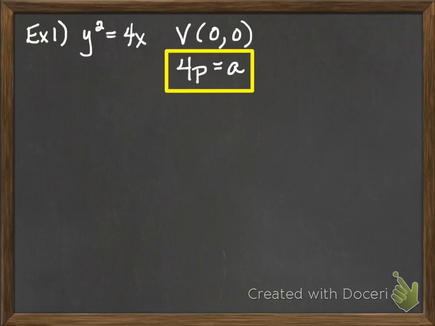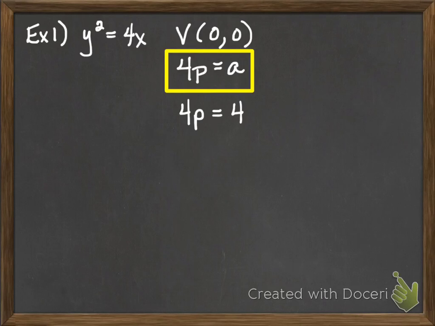So we're going to write 4P is equal to 4. If the A value were 2, we would write 4P is equal to 2. If the A value is negative 8, we would write 4P is equal to negative 8. So 4P is the formula, okay? 4P is always equal to your A value. Now you have a little equation that you can solve for P.